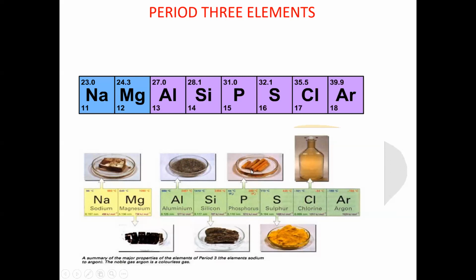Your phosphorus looks like your cigarette stick. It's not very strong. It's a little bit soft. This is your sulfur. Your sulfur actually looks like sawdust. Your chlorine, of course, is a gas, and your argon is a gas. So these are actually the physical states of these period 3 elements.